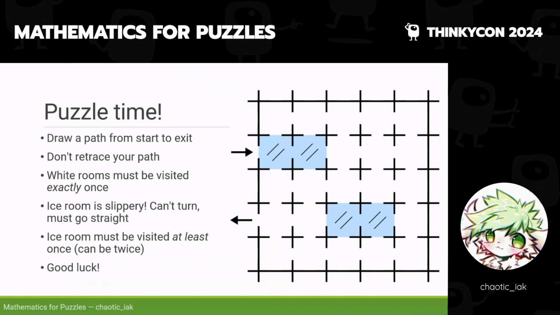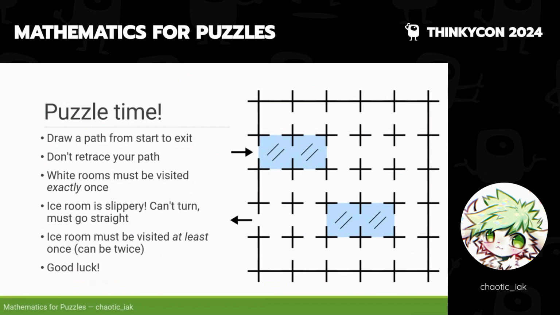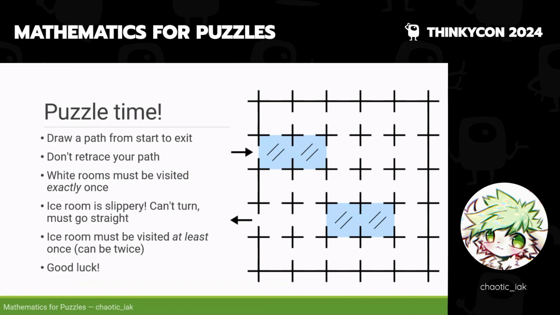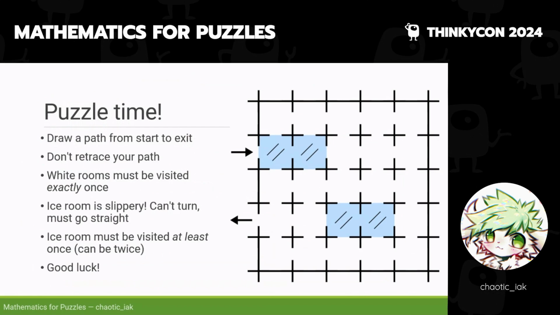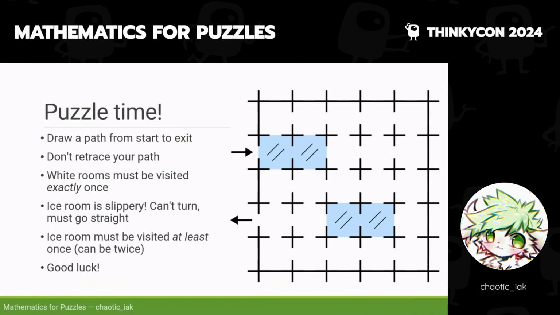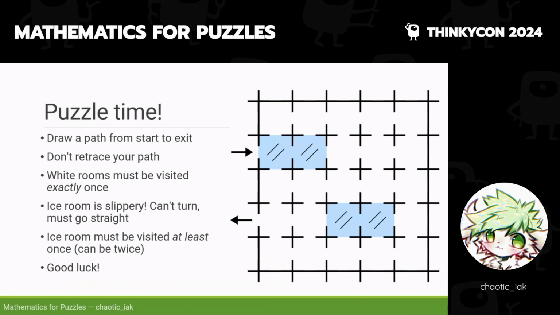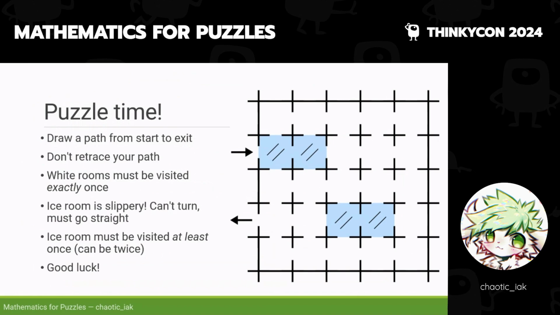What about the blue rooms? The blue rooms are ice. Ice is slippery. You cannot turn on ice. You must go straight. The ice rooms must be visited as well, at least once, but you may visit it twice if you visit it in a cross, once horizontally, once vertically. And that's all the rules.